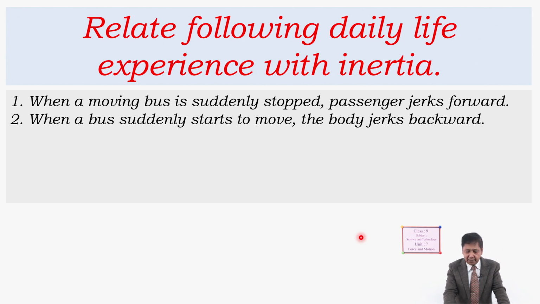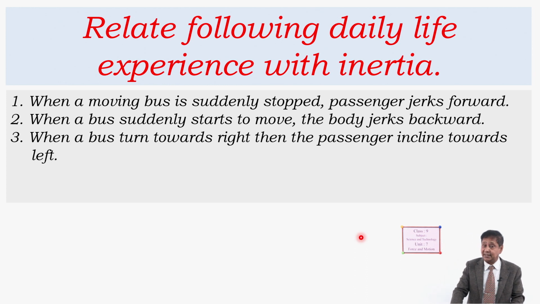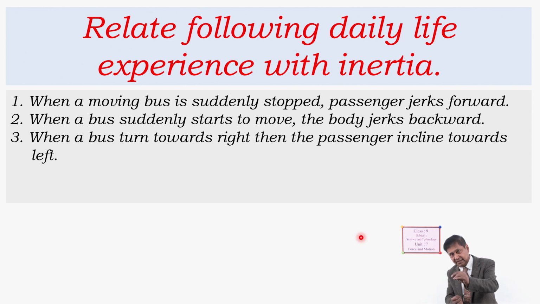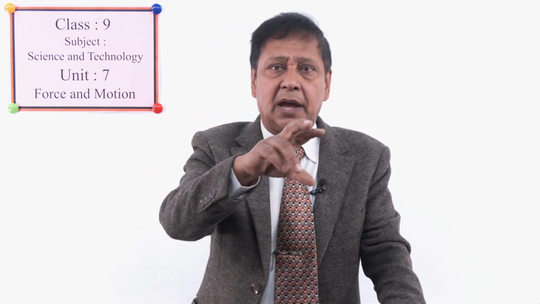Okay, now let's talk about another matter. When a bus turns towards the right, the passenger inclines towards the left. While moving in a bus, if the driver suddenly moves the bus towards the right-hand side, then our body tilts towards the left-hand side. What is the reason? To answer this question, I want to say something a little different. In some books I found that inertia is of 3 types: inertia of rest, inertia of motion, inertia of direction.